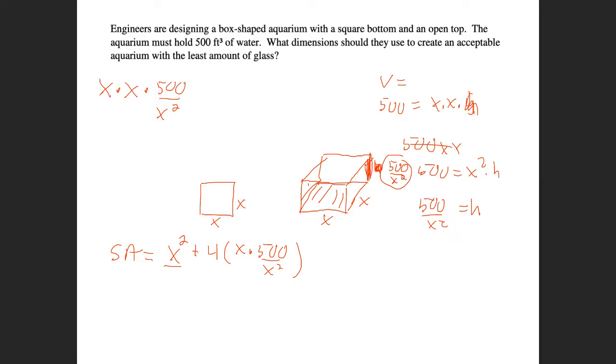Okay, so then I'm going to cross out one of these X's, right? So I'm left with surface area is equal to X squared plus, what is that, 2,000 over X?